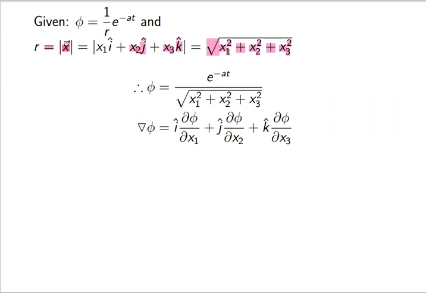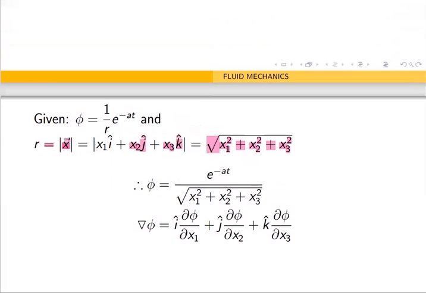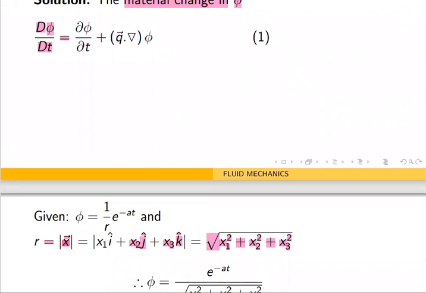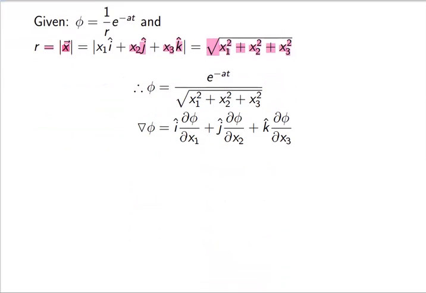Now let us find gradient phi. Remember, we have to use formula 1, in which we have q dot gradient phi. So the next step, I need gradient phi. We know the gradient phi formula is dou phi by dou x1 i plus dou phi by dou x2 j plus dou phi by dou x3 k. So we have to differentiate phi with respect to x1, x2 and x3 and substitute in their respective places.